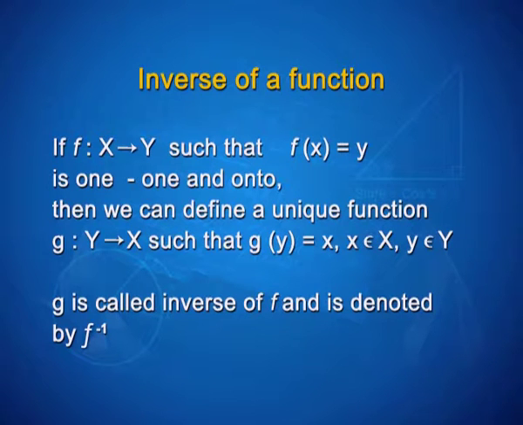The definition says that if f is a function from the set X to the set Y such that f of x is equal to y, and if it is 1-1 and onto, then we can define a unique function g mapped from Y to the set X such that g of y is equal to x, where x belongs to the set X and y belongs to the set Y.